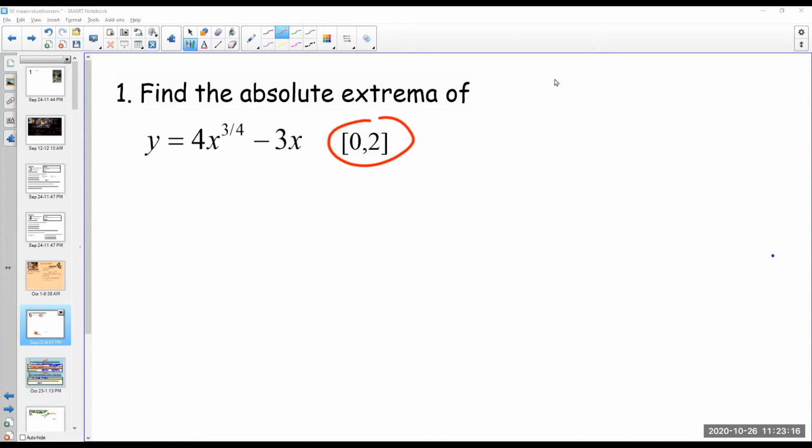Okay, we're going to find the absolute extreme of this problem. And what are absolute extremes? Absolute extremes are absolute maxes and absolute mins. So we are finding like Mount Everest and we're finding Marianas Trench. You guys good with that?